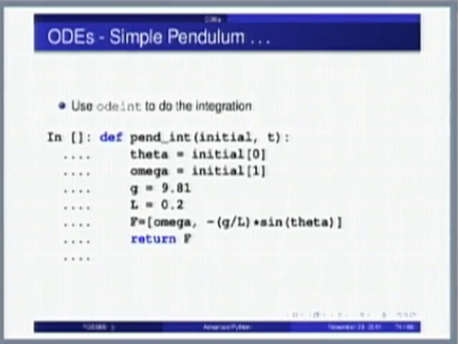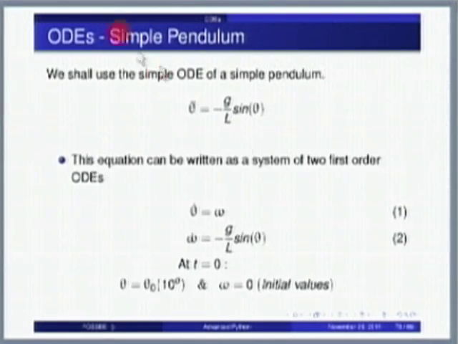Having set it up, what are the initial conditions? Those are the initial conditions you have to get. We are given initial values at time 0, theta 0 is 10 degrees, and obviously, because if you pull a pendulum 10 degrees and then leave it, at that time angular velocity is 0. So, those are the initial values.